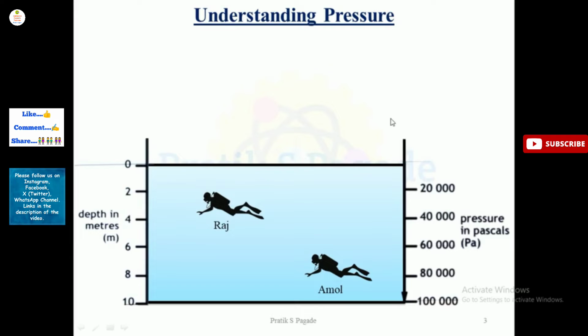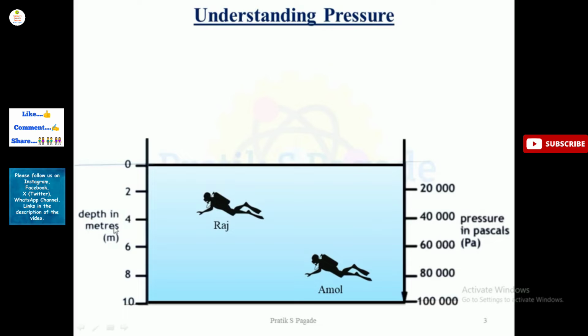Now, understanding pressure, let's see this diagram. Suppose this is a swimming pool. Inside the swimming pool, Raj and Amol are diving, they are swimming. As you can see here, this is the depth in meters, and this is the pressure in pascals. Suppose this is a water body, or you can call this a sea.